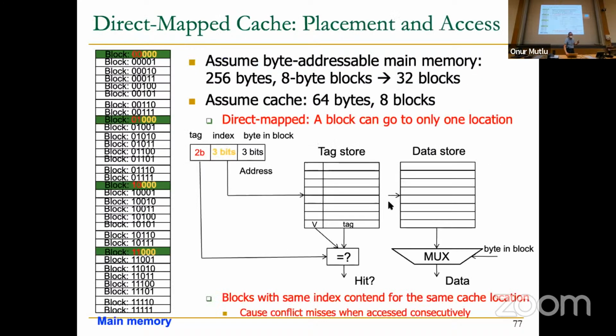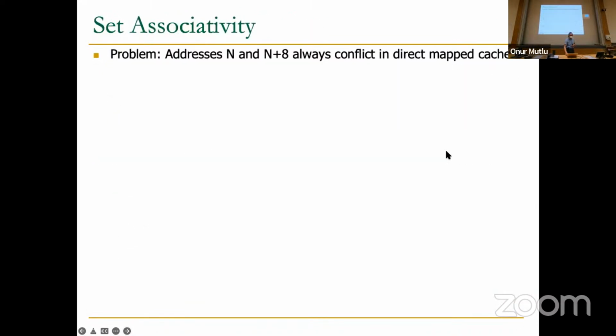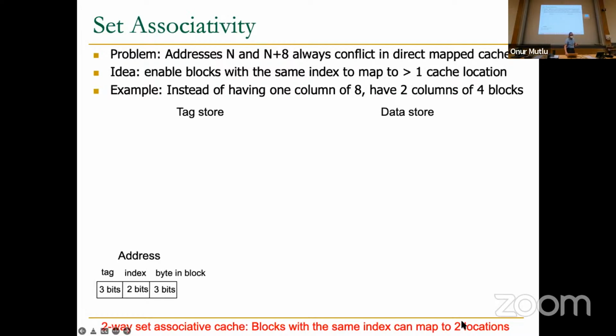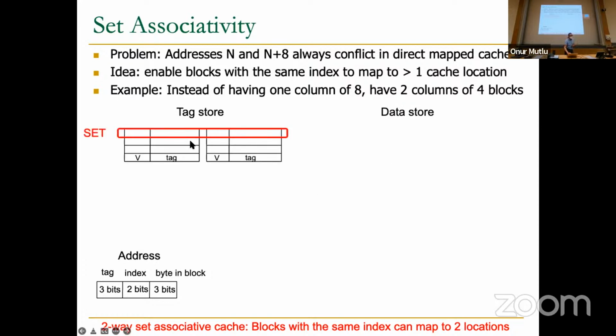So if you look at the cache over here, you have 1 column of 8 blocks, right? Tag and data store are logically equivalent to each other in the sense that they refer to the same block. But 1 column of 8, why not have 2 columns of 4? Meaning in each index, have some flexibility so that you can have 2 possible locations to place a block into. So this is how our tag store and data store are going to look. This is what I mean by 2 columns of 4.